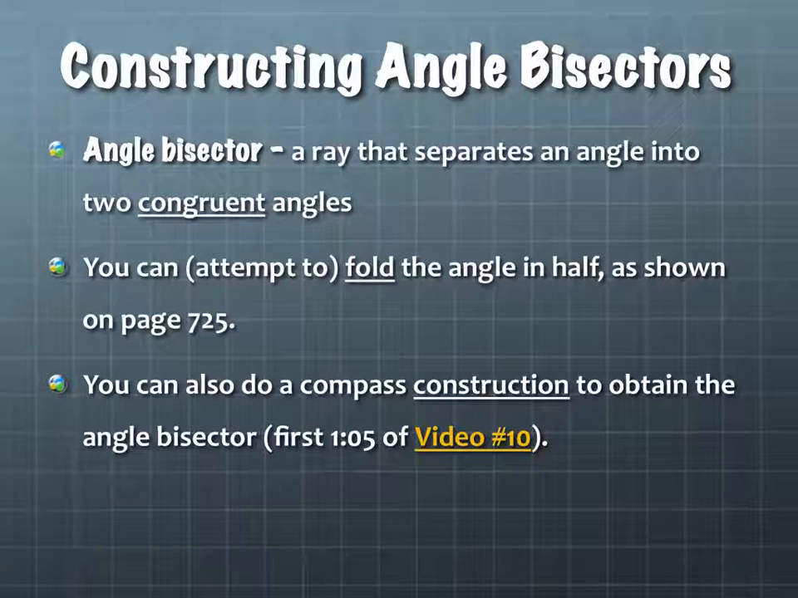All right, so before we can do our next construction, we need a definition. Definition of angle bisector. An angle bisector is a ray that separates an angle into two congruent angles. It bisects, i.e. cuts an angle in half.